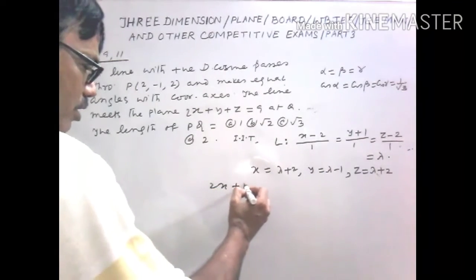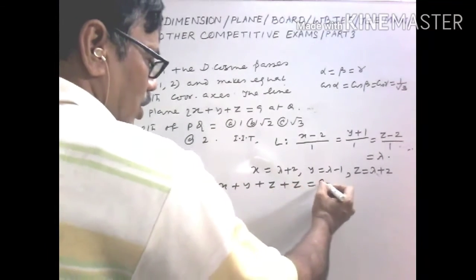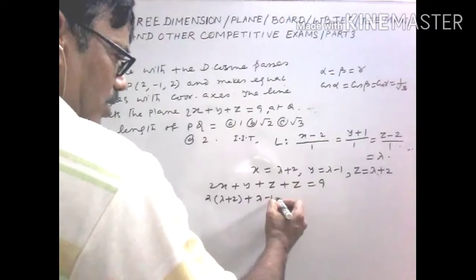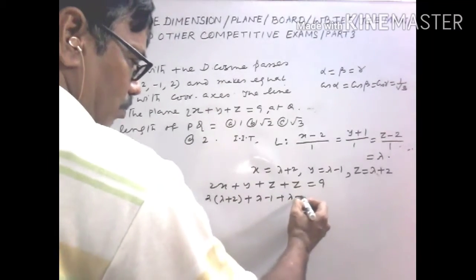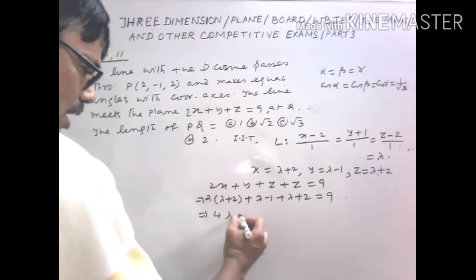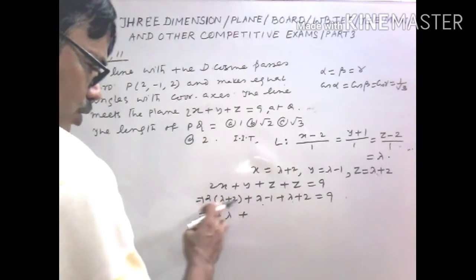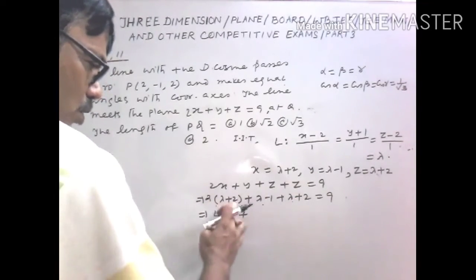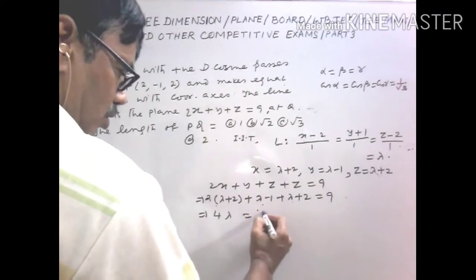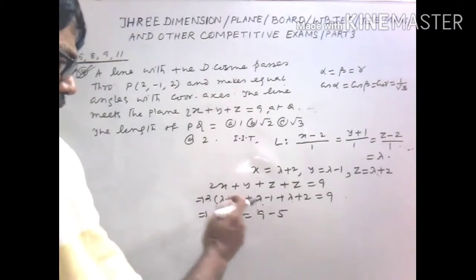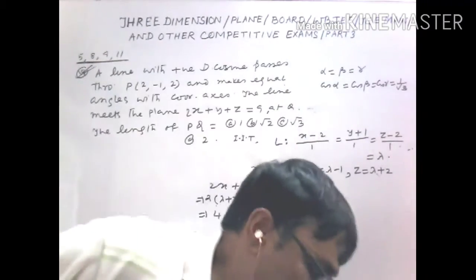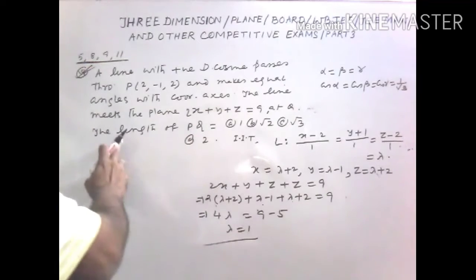If this point lies in the plane, then put the values of x, y, z into the equation of the plane. So putting the values, we get 2 into lambda plus 2, lambda minus 1, and lambda plus 2 equals 9. So 4 lambda, 2 lambda, lambda, lambda, this is 4 plus 6, 4 plus 2, 6 minus 5, so this is 5. So 9 minus 5, 4 lambda equals 4. So lambda equals 1. Putting the value of lambda, we get the coordinates of the point of intersection Q.